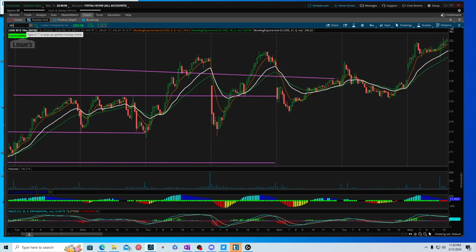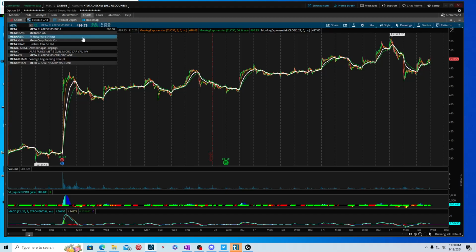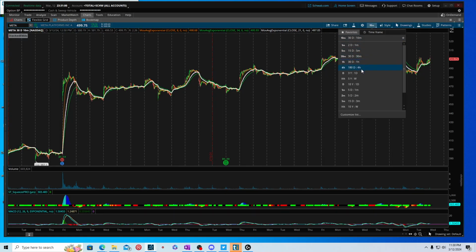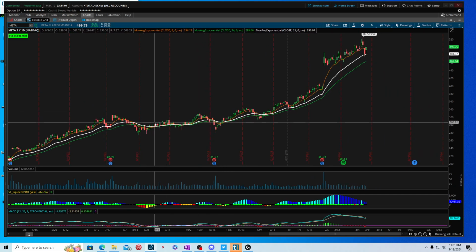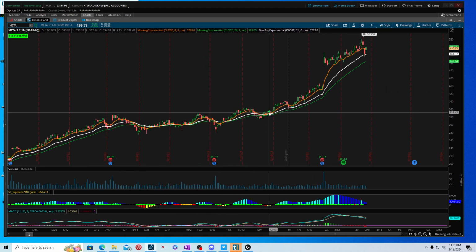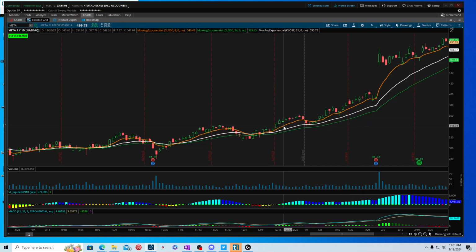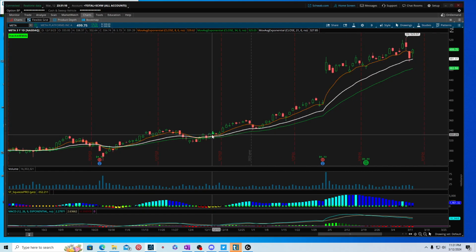Trying to think. Meta, I know, has made a pretty good run. All right, let's go look at some. Oh, here's a perfect one, you guys. These are perfect, guys, when they're this tight. Look how tight this is, right? Two candle range right on top of the EMAs.